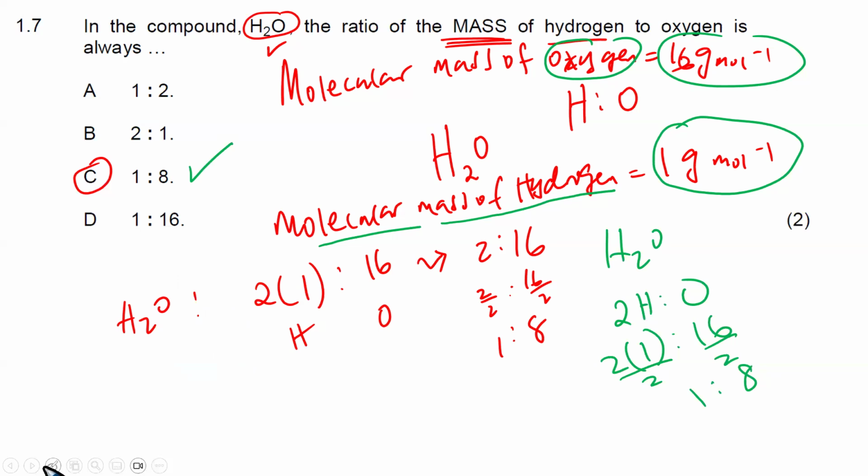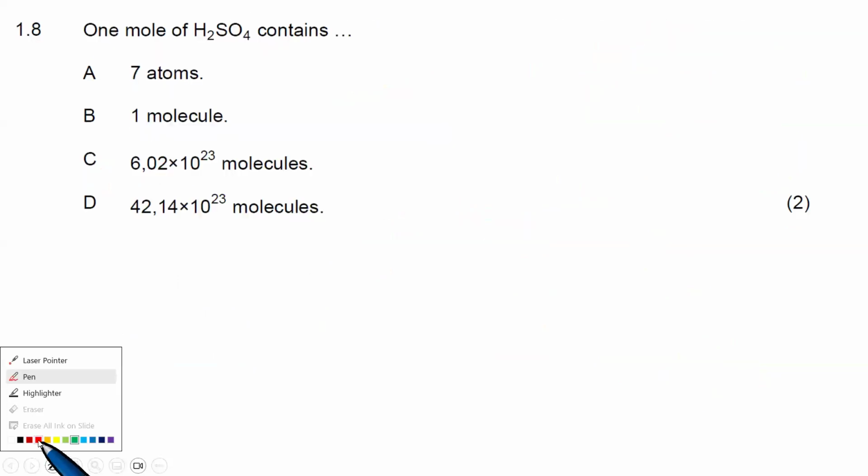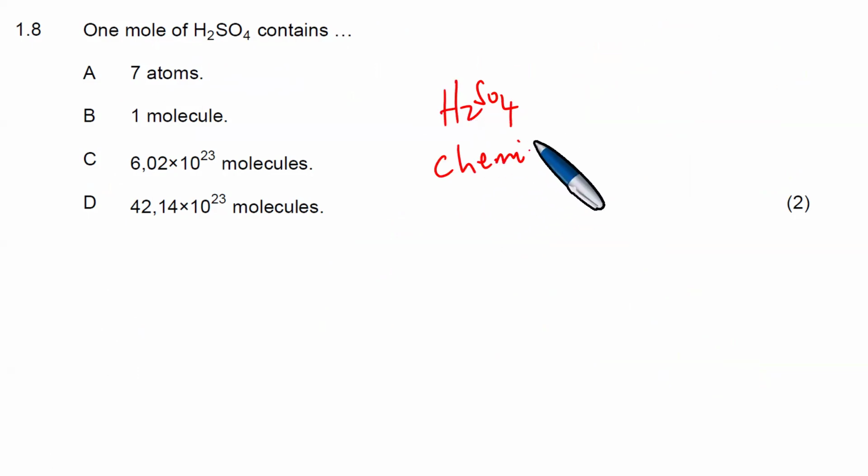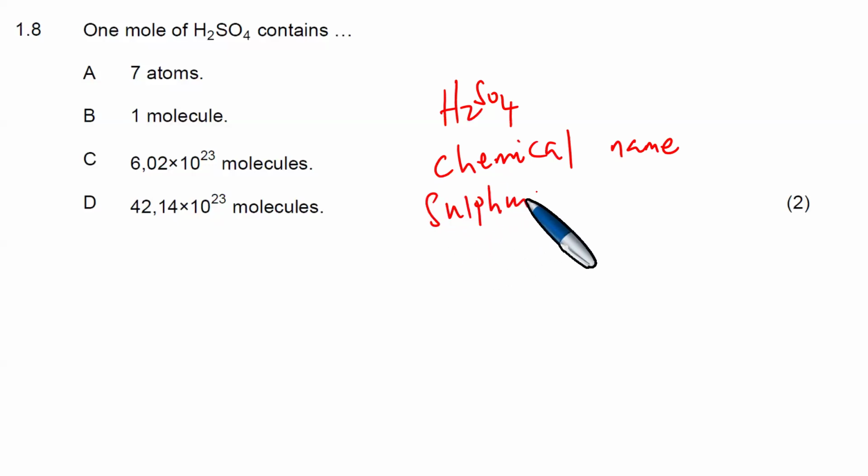Okay, we continue and look at the next question. 1 mole of H2SO4. What do you call the substance H2SO4? What is the chemical name of this? Anyone? This is called sulfuric acid. Okay, sulfuric acid.